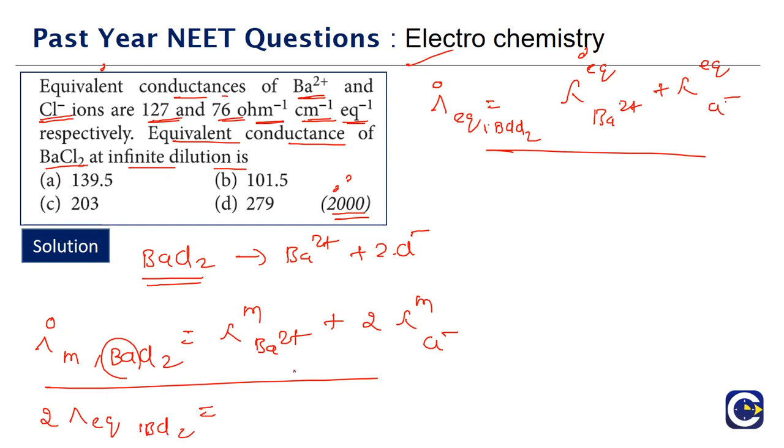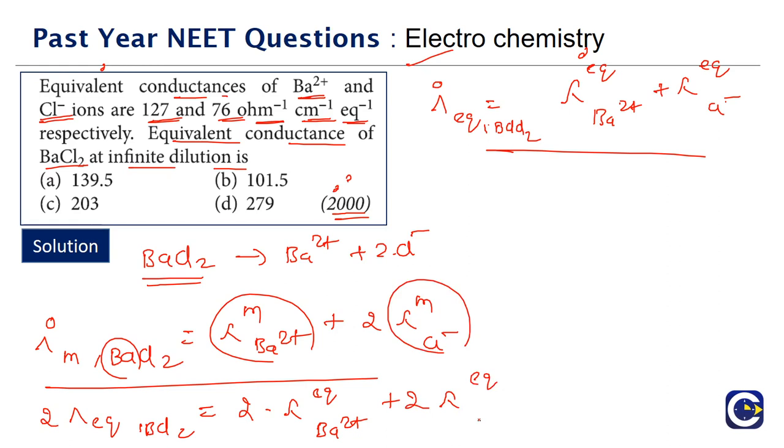Okay, so I'll show you how these two will be related. For the Ba2 plus, what is the charge on the cation? 2 units. So the molar conductivity will be 2 times the equivalent conductivity because the charge is 2. But for the Cl minus, the charge is 1, so the molar conductivity will be the same as the equivalent conductivity. But already we have a 2 factor here. So now we can see both the 2's will be cancelled. So what are we getting finally?